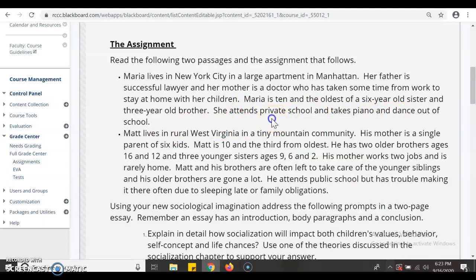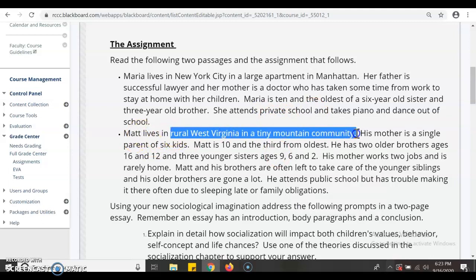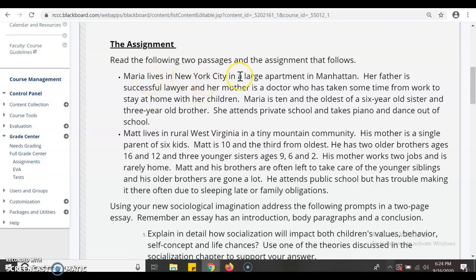So that's Maria's case. We also have Matt. So Matt's going to live in rural West Virginia in a tiny mountain community. So you can compare this. So think about agents of socialization. One of them is the neighborhood. So think about the neighborhood Maria might live in versus the neighborhood Matt lives in. There's already a huge difference there that will contribute to the way that these two children develop.